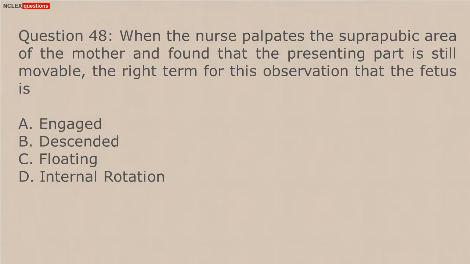Question 21. The mechanisms involved in fetal delivery is A. Descent, extension, flexion, external rotation. B. Descent, flexion, internal rotation, extension, external rotation. C. Flexion, internal rotation, external rotation. Answer D. Flexibility of the.